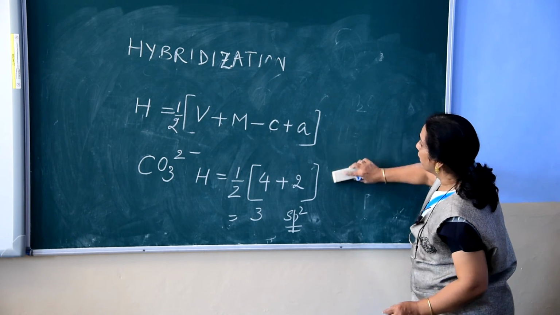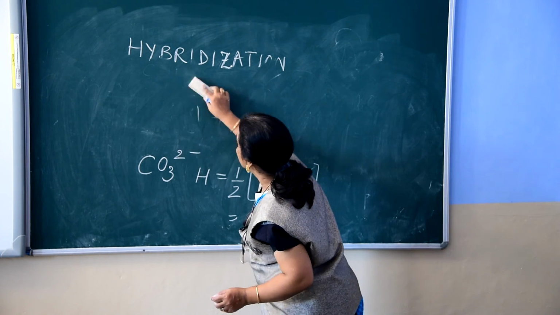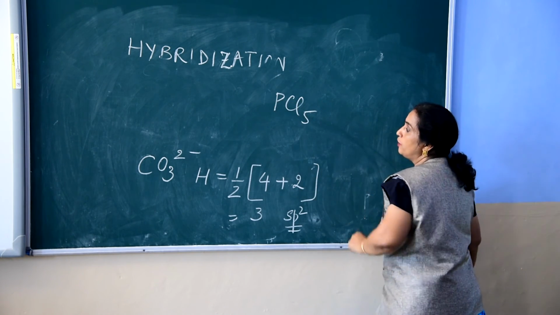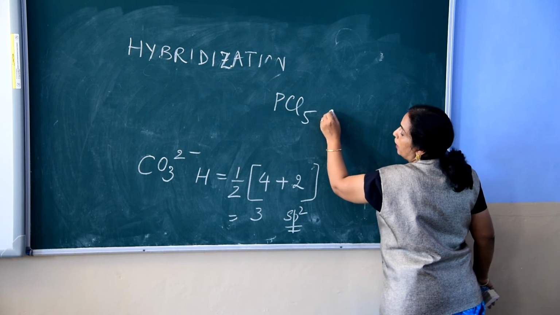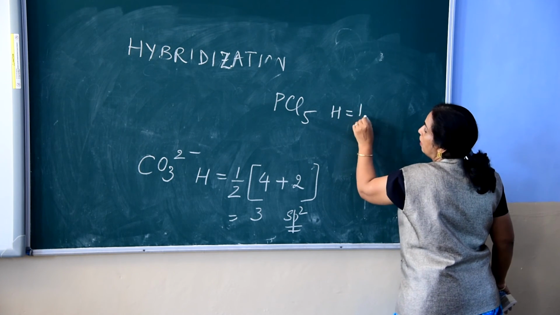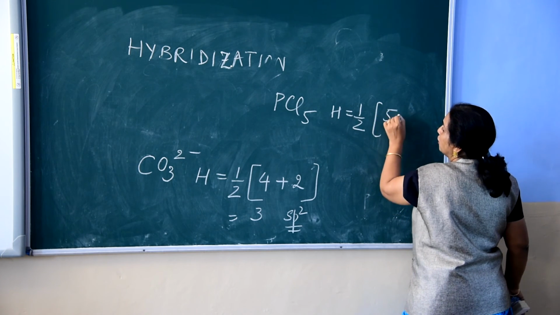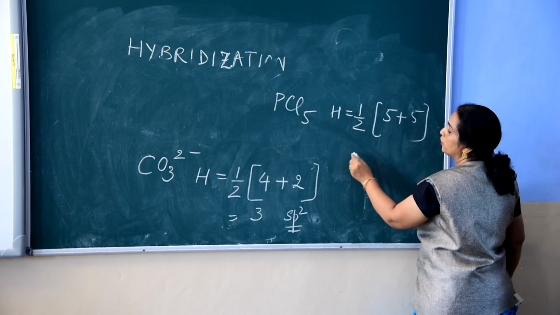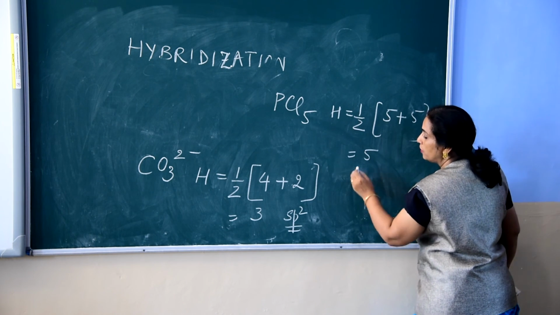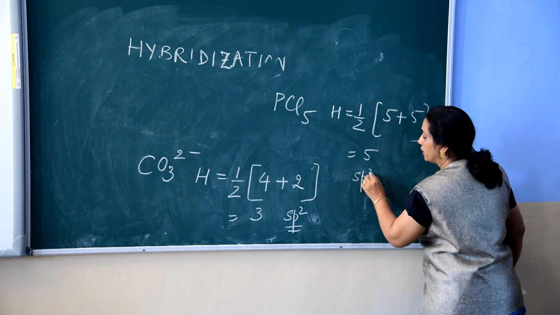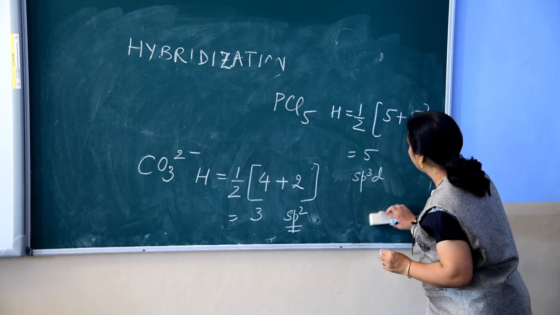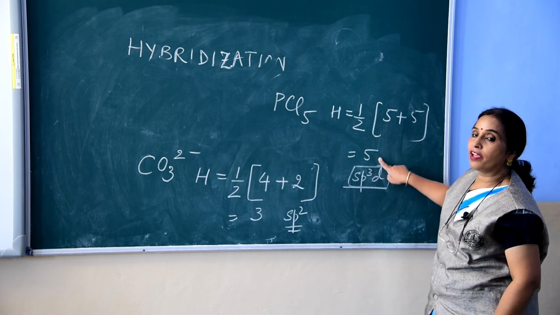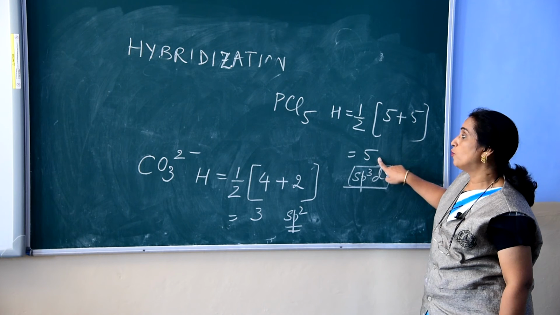Similarly, we can calculate the hybridization for PCl5. In PCl5, for the central atom, hybridization H is equal to half into 5 plus 5, because there are 5 monovalent atoms, divided, 10 by 2 is equal to 5. Hybridization in PCl5 is sp3d, as it has 5 orbitals involved over here.